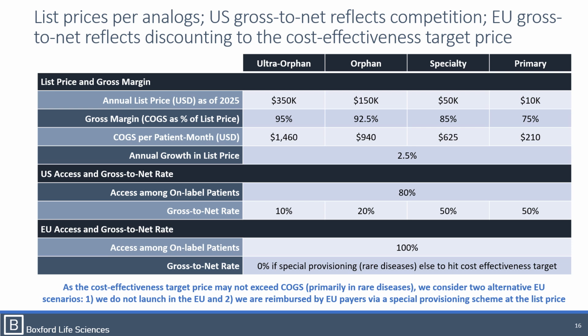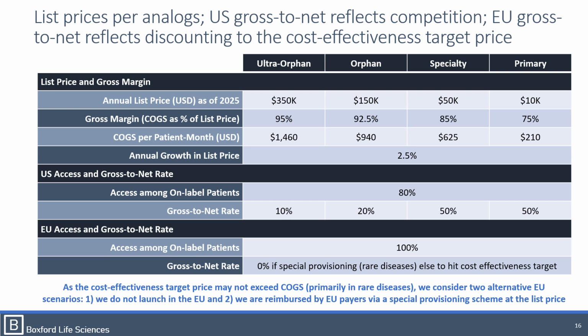In the US, for access, we assume that payers impose a prior authorization to label, but within the label, patients have pretty strong formulary access, and so only see a 20% haircut for things like out-of-pocket expense. The gross to net rate in the US we vary based on the degree of competition, so we have a very low gross to net rate in ultra-orphan and orphan; in specialty and primary, where we have a head-to-head competitor with one other drug, we have to pay a lot more in discounts and rebates.